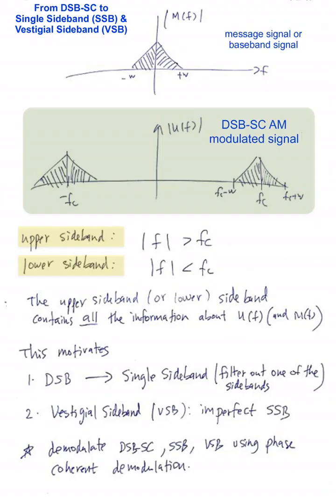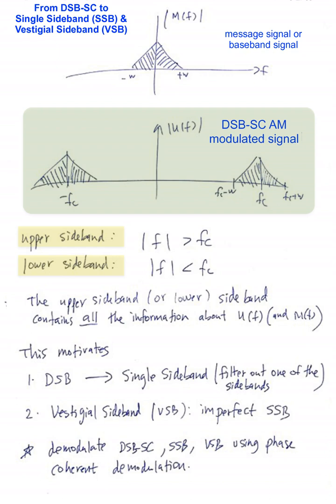Now, recall that the double sideband suppressed carrier AM signal has twice the bandwidth of the message signal. This seems like overkill, and we want to know whether we can get away with using less bandwidth. The answer is yes. We can use single sideband, SSB, or vestigial sideband, VSB, modulation.